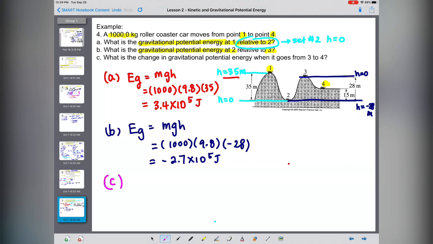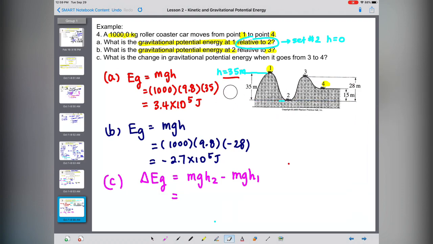So I want the change in potential energy. The question specifically is asking for what is the change. So this is mgh2 minus mgh1. And now it's up to you. What do you want to call the height for 2 and 1? I'm just going to erase the other mark.